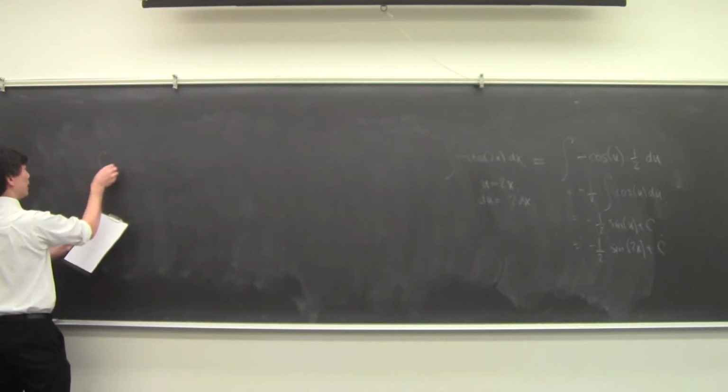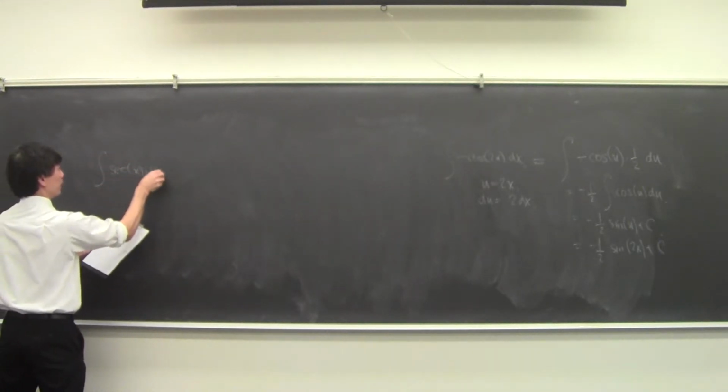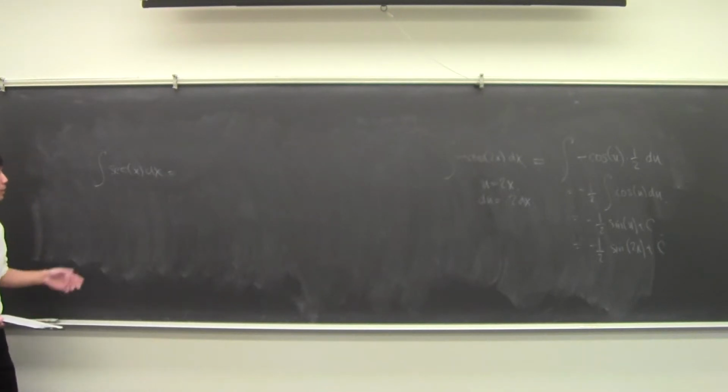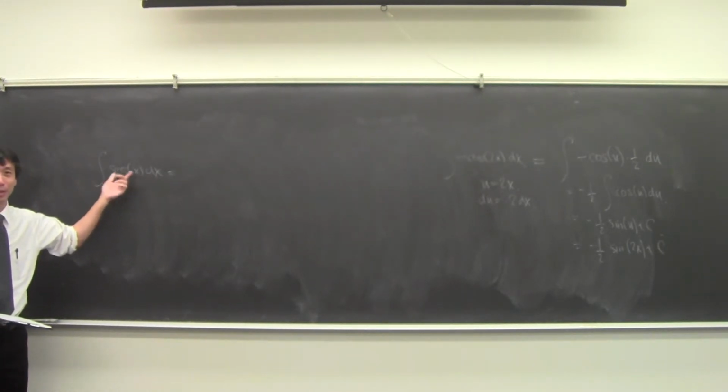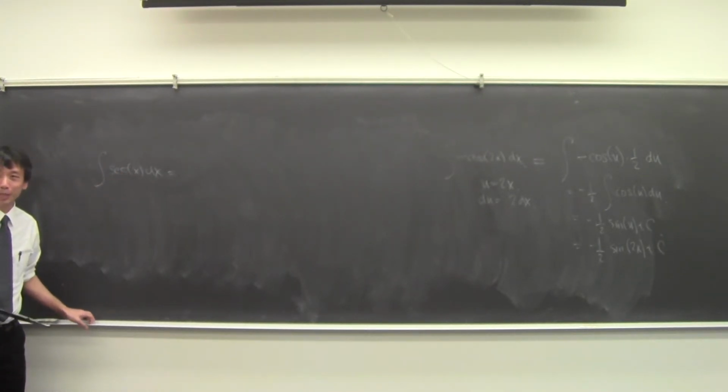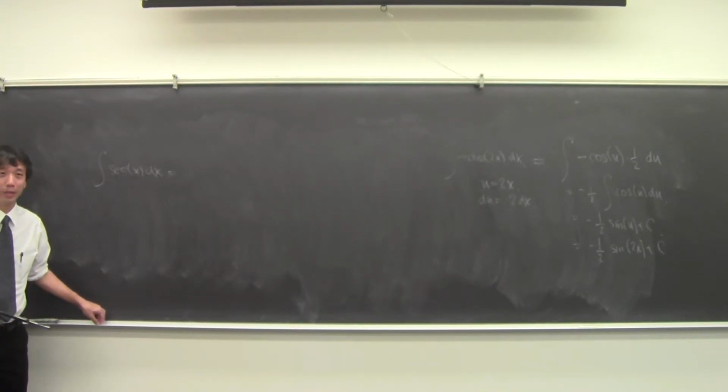There's one last common trick. How do you integrate the secant? Anybody know how to integrate the secant? Maybe you saw this in high school. The answer is kind of funny. You multiply by 1. You multiply by a funny looking 1.